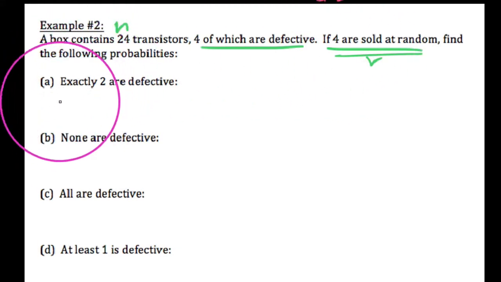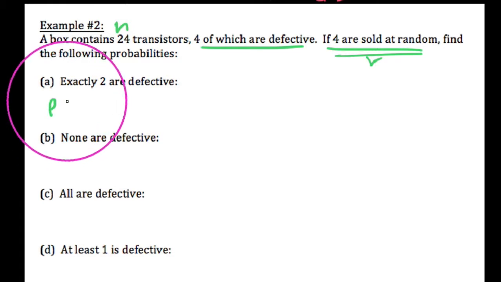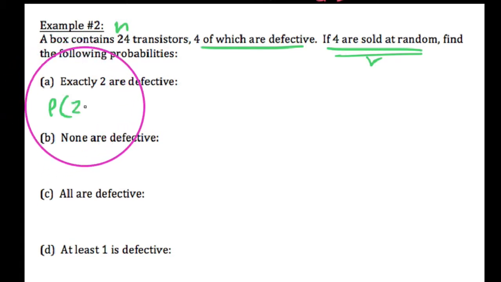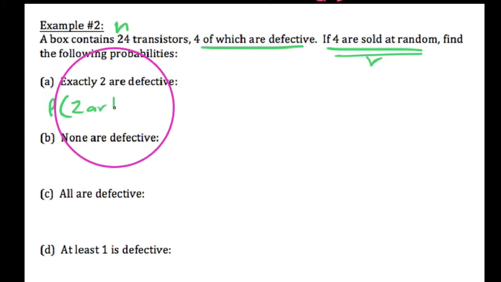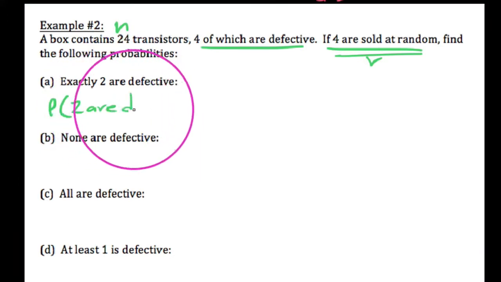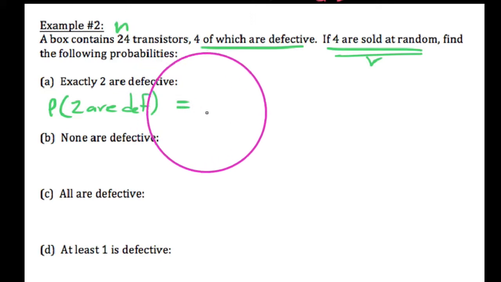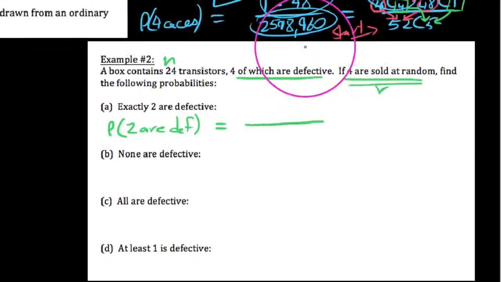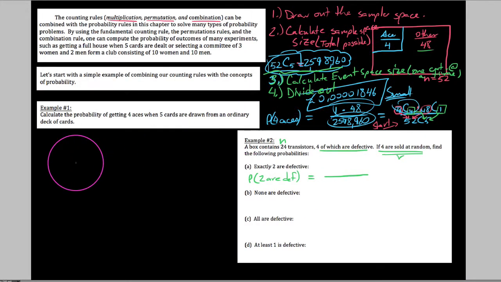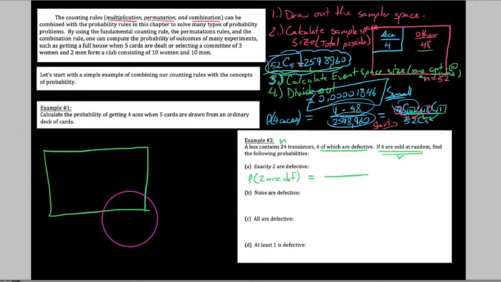So let's start with this. This is really important: you always start by writing down what you want to find. So for example, the probability that 2 are defective. First things first, the first step up here was draw out the sample space. So of course this is what we want to be doing. Here's my sample space. This is the set of 20. Always put the total down here. 24 total transistors.